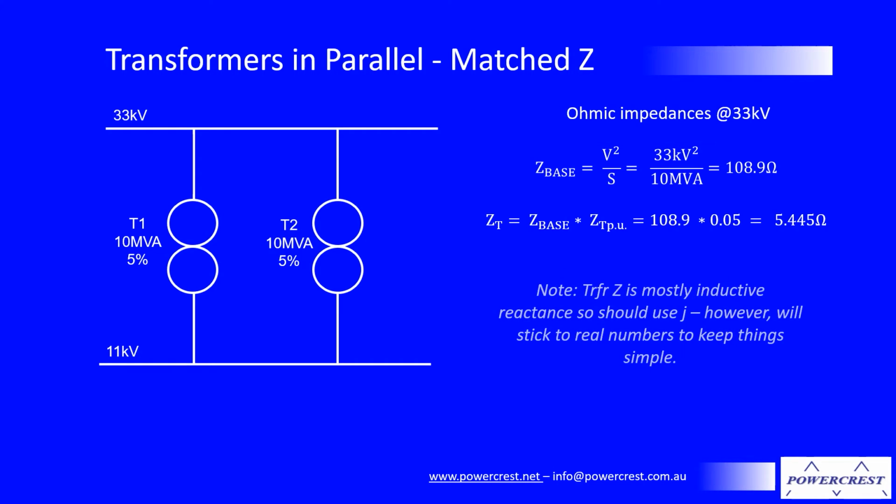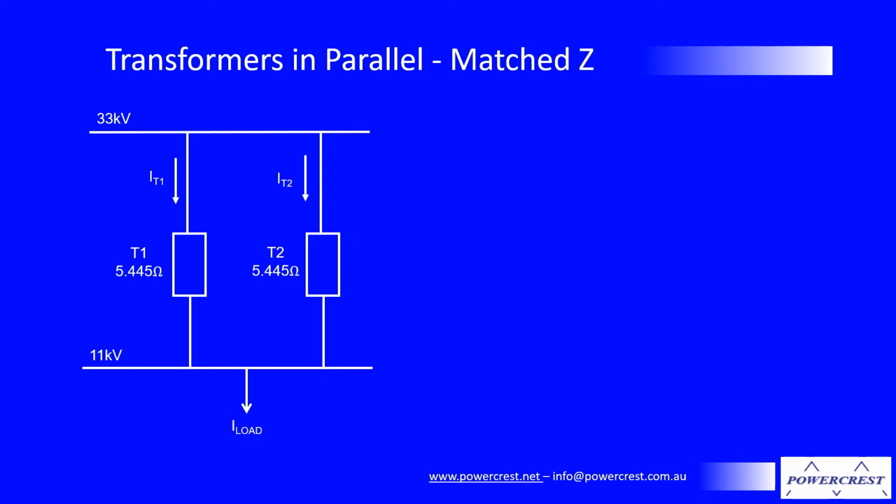Now please note that transformers are usually mostly inductive, well, inductive reactance, so we should use j. In other words, we'd be doing complex calculations here. However, we will stick to real numbers to keep things simple, and it doesn't change anything to the bottom line of our results. So we can now represent T1 and T2 by their ohmic impedances as shown here.